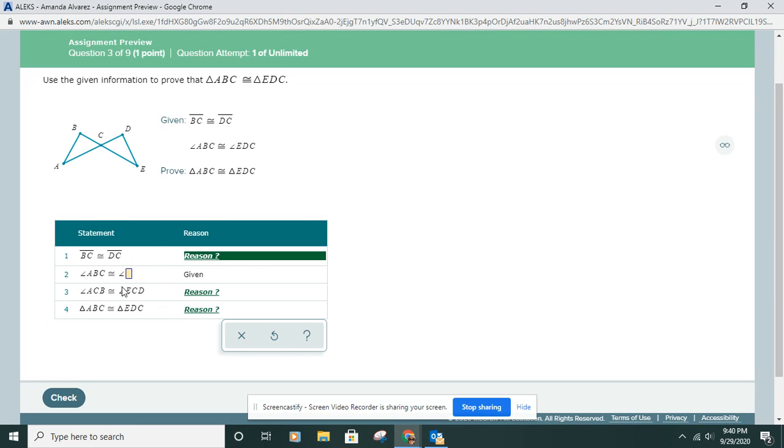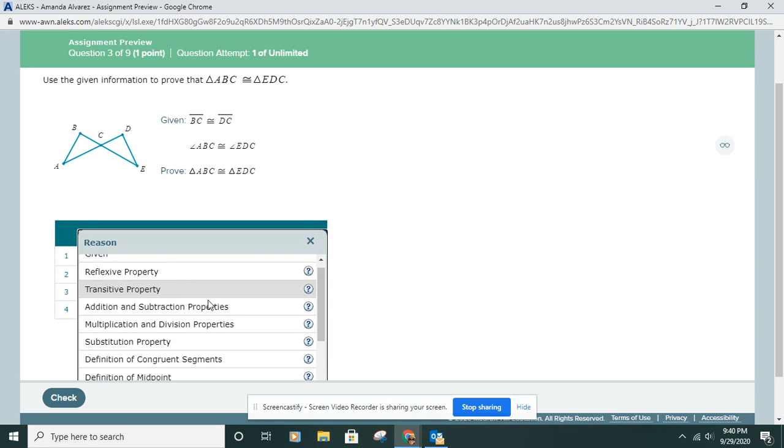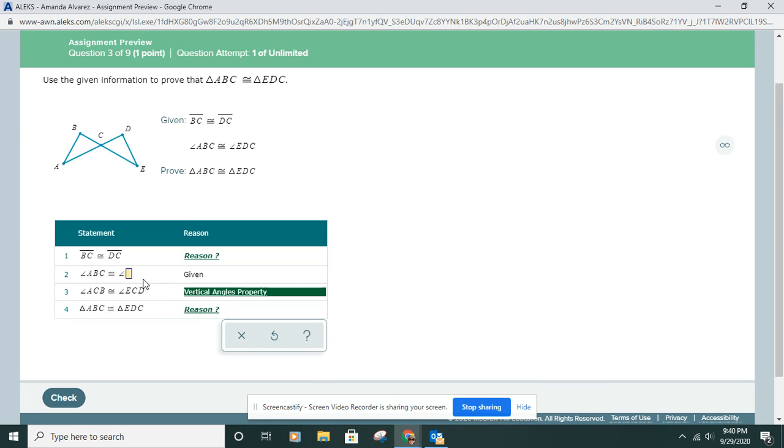And then there's also an angle ACB. So I'm looking right here, angle ACB and angle ECD. Well, those are special angles. You guys should know they are vertical angles, so vertical angles property. So you just have to finish filling in from the given, the reason here, given, and then the last one is how are the two triangles congruent? And it was angle, side, angle. Looking at the statements, you can also see there's two angles and one side, and that side was included between the two angles. So angle, side, angle.